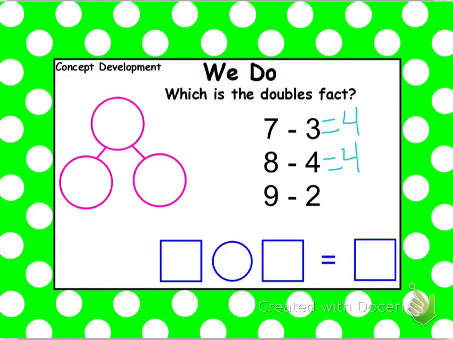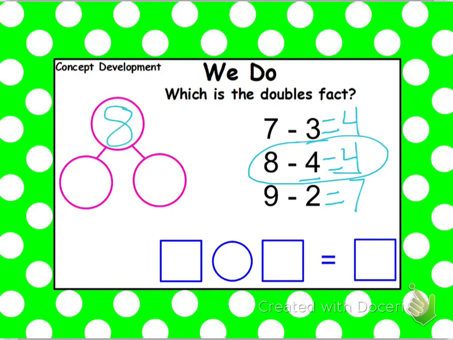9 minus 2. Put up 9 fingers. Take away 2. 1, 2. How many is left? 7. Good. Which one is the doubles fact? Tell it to me. Good. 8 minus 4 equals 4 because the 4 and the 4, the two parts are the exact same. Now let's do our number bond. Guys, what is my whole? Good. My whole is 8.